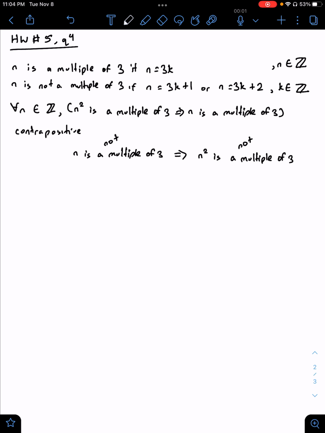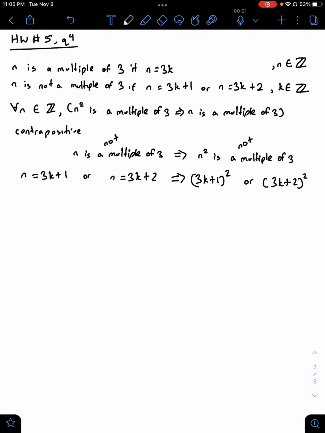Right? And then now you just look at the prompt, right? So if n is not a multiple of 3, we know that that's going to be this thing, right? So if n is not a multiple of 3, then n is equal to 3k plus 1, or n is equal to 3k plus 2, right? And now we just do algebra. N squared, if n is equal to 3k plus 1, would be 3k plus 1 squared, or 3k plus 2 squared.